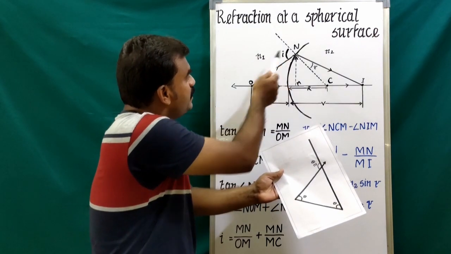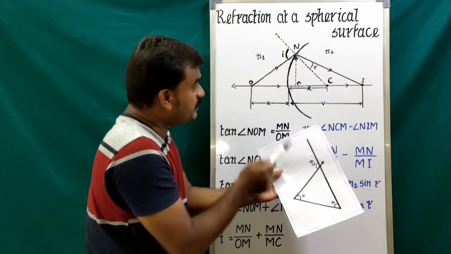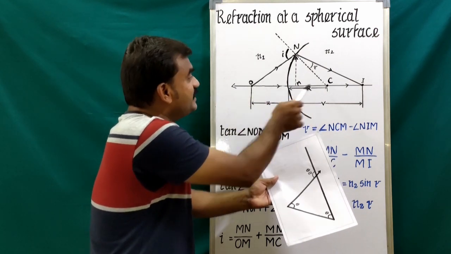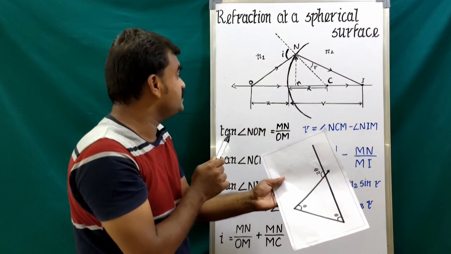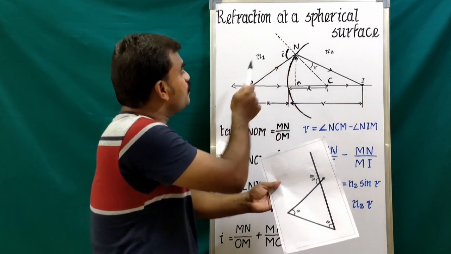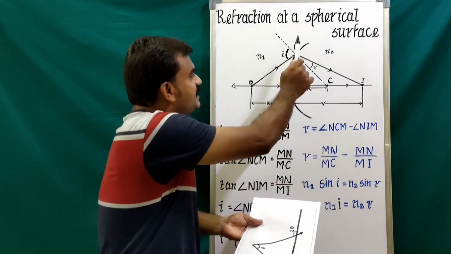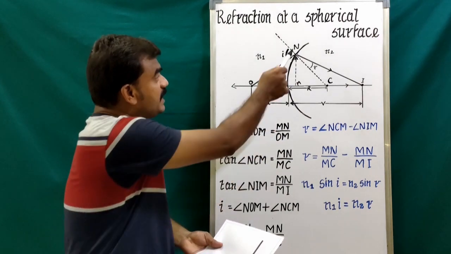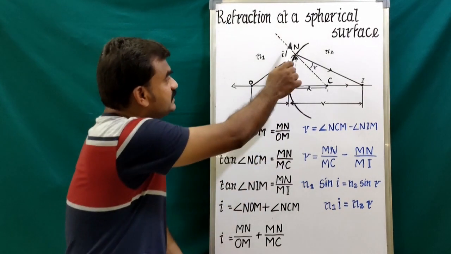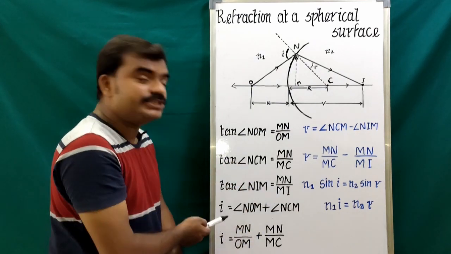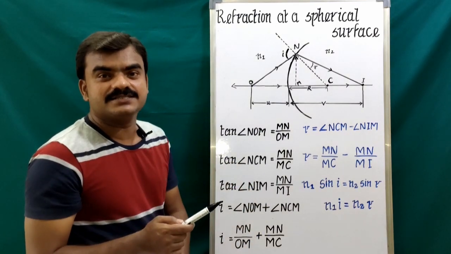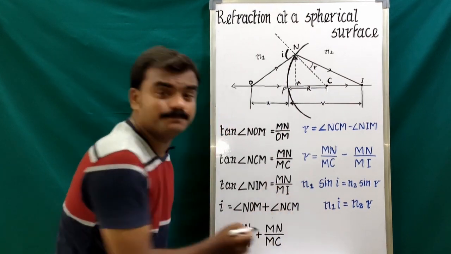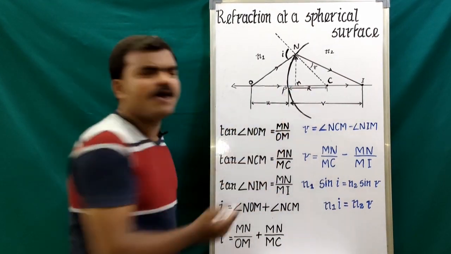In the same way, if we add these two values, NOM plus NCM, we will get the angle of incidence. So I is equal to angle NOM plus angle NCM. If we add these two, we will get the angle of incidence. Now, how can we find out angle NOM and NCM? It means these angles. How can we find out?